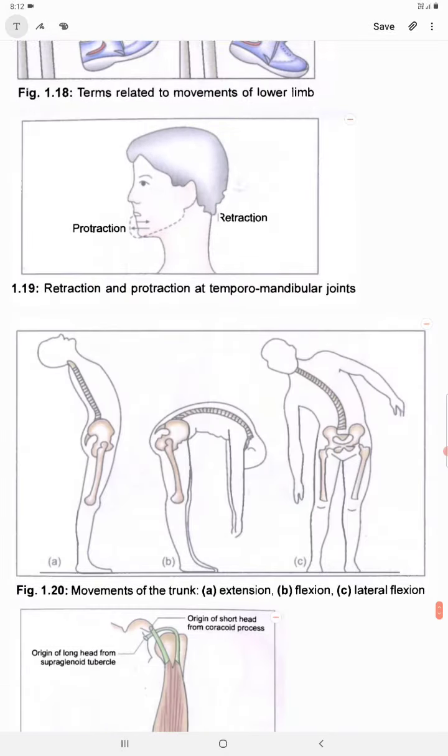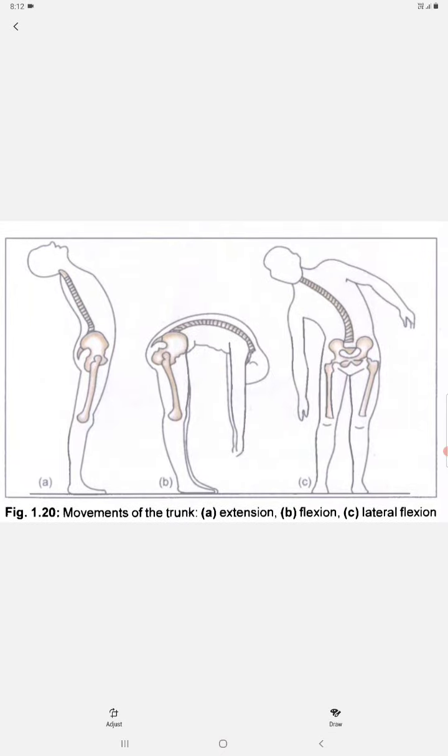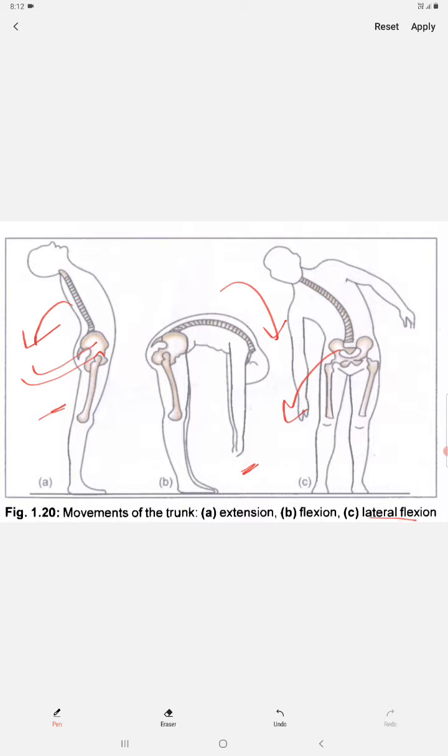And now these are the trunk movements: extension, flexion, lateral flexion, which are seen here. This is the extension of the body, bending backwards, that's why it is extension, and bending forwards is called the flexion of the trunk. This is just the sideward movement, that's why the lateral movement is seen, that is called lateral flexion. These are the movements of the trunk.